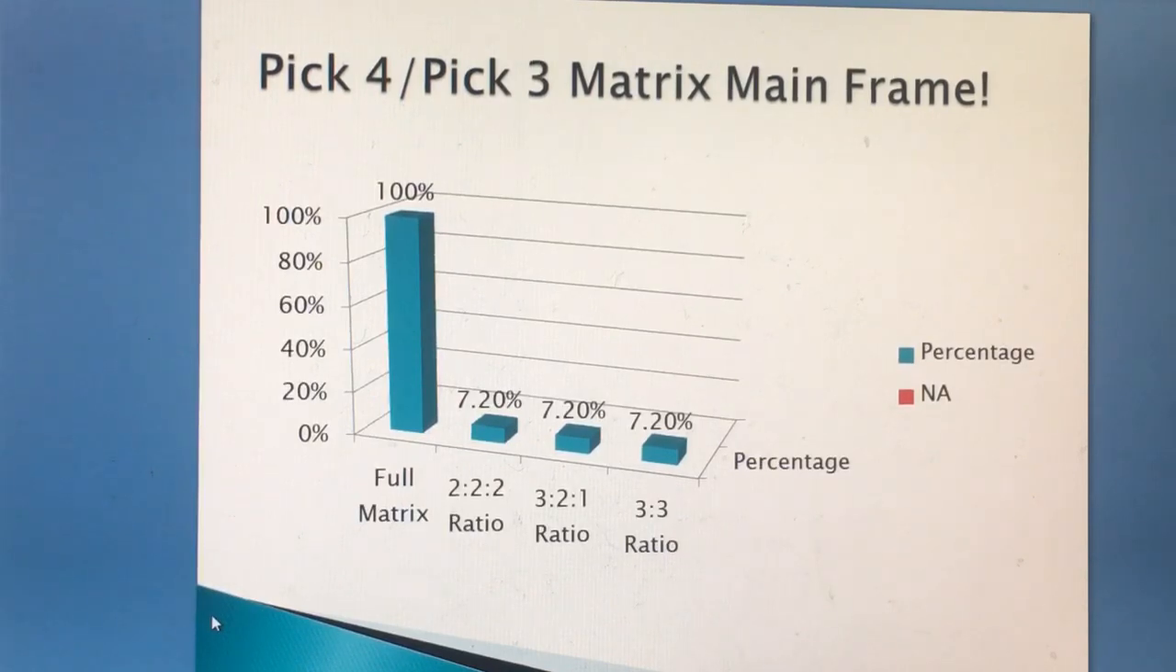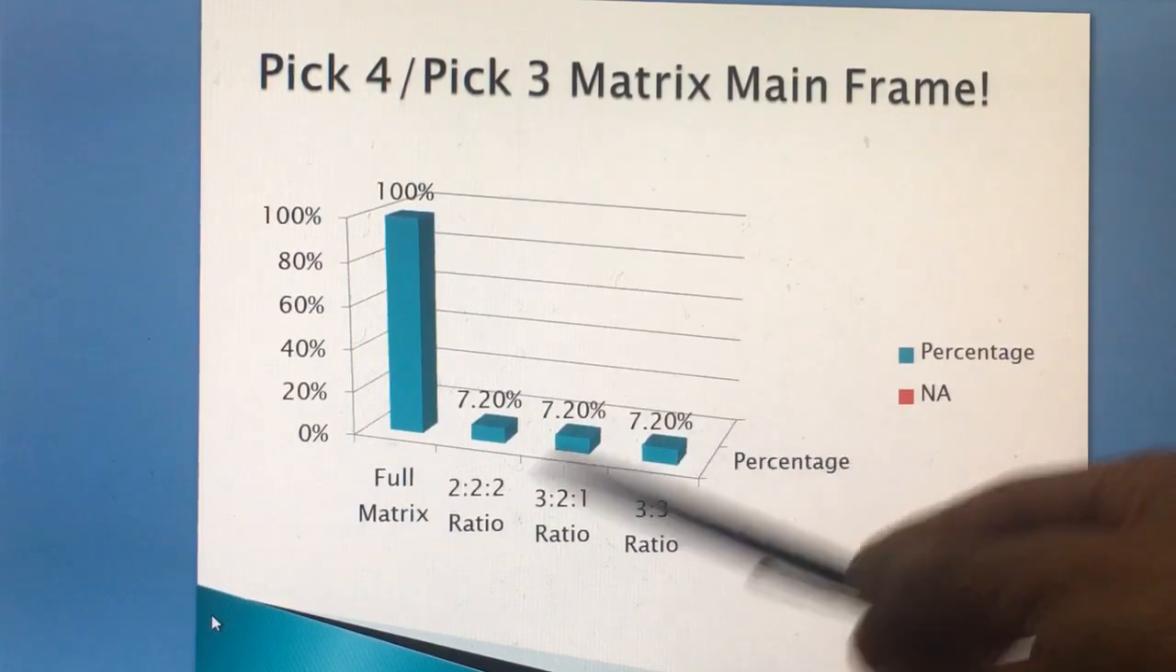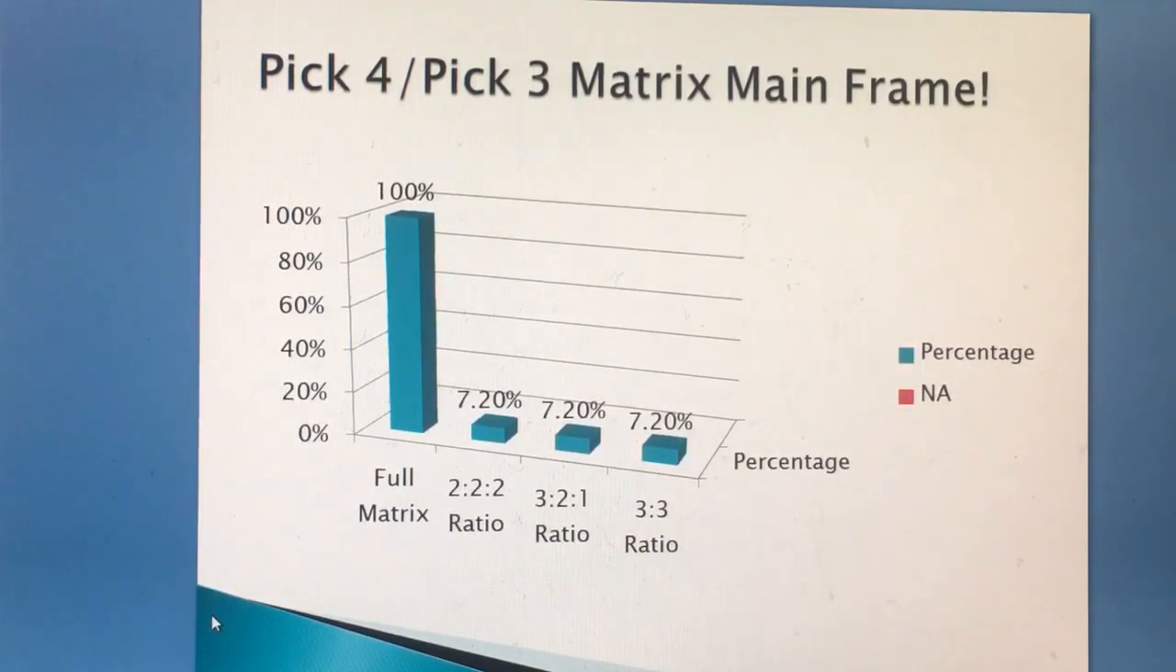Let's talk about Pick 4. How is the Pick 4 going to be set up using the mainframe? It could be a 2-2-2 ratio, or a 3-2-1 ratio, or a 3-3 ratio. What that means is these are ratios of sets of numbers that we'll be using for the mainframe of the Pick 4.